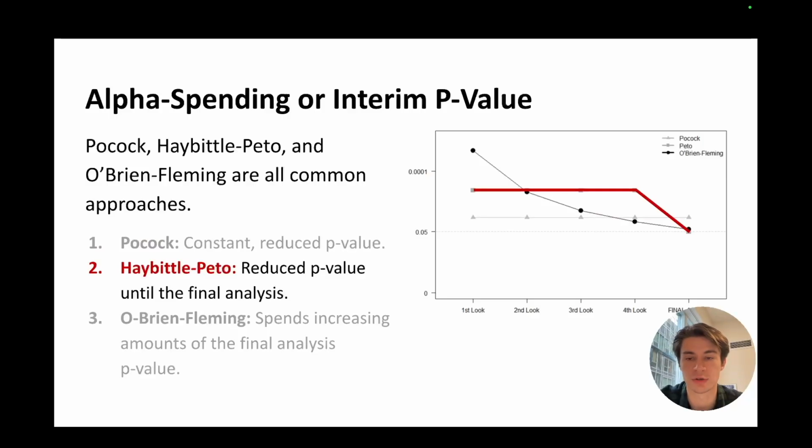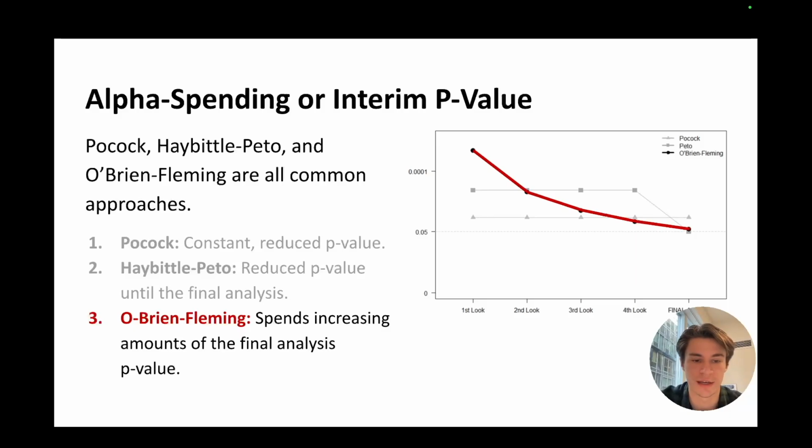The second approach that you might see is the Haybittle-Peto approach, which starts like the Pocock method with a constant reduced p-value. That's up until the final analysis, where it uses the initially chosen threshold. The third method is the O'Brien-Fleming alpha spending function, which spends increasing amounts of the final analysis p-value. At the start, you see a very small p-value, a very strict threshold, and the red line curves down, getting closer and closer to the final analysis p-value.